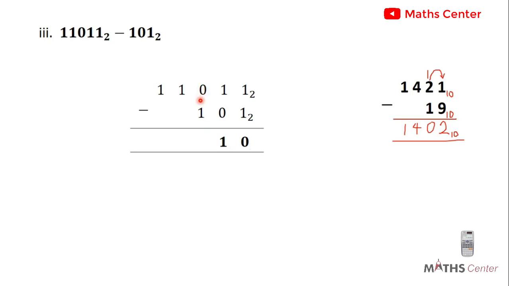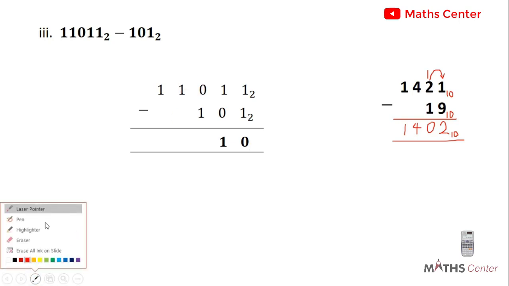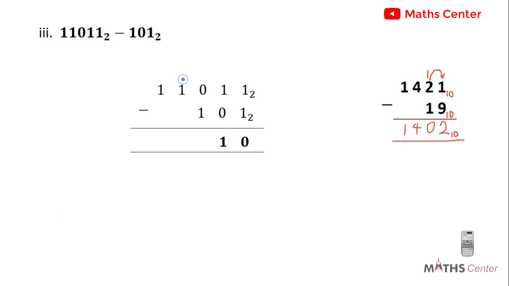Now here, 0 minus 1 will give us negative 1. As we can see from here, we can't write a negative number here. So we will have to come and borrow 1 from this side to this side. So we are going to borrow 1 from this side here to this side. Now look at something. Because we are working in base 2, when we borrow 1 from this side to this side, the value of that 1 is 2.